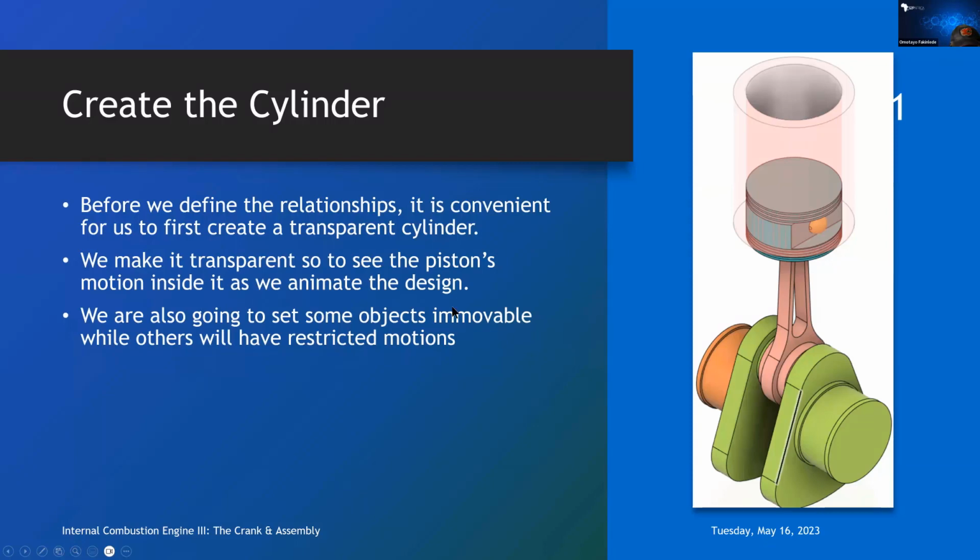We are going to set some objects immovable while others will have restricted motions. For your information, we are going to make this cylinder immovable because this cylinder is actually representing the engine block, the part of the engine block that we are showing here. If we show the whole thing, you won't see anything. The other thing that will not be movable is this end rotor. This end rotor will also be fixed. So every other thing will now move relative to them.